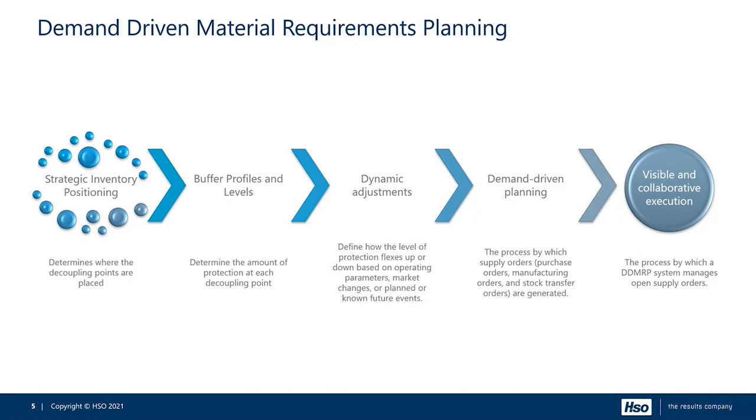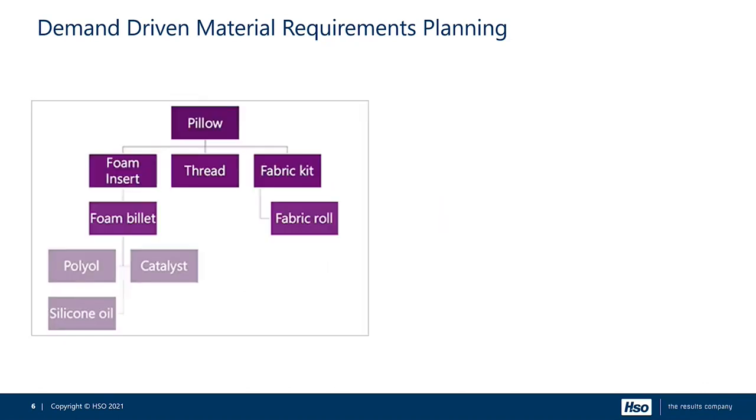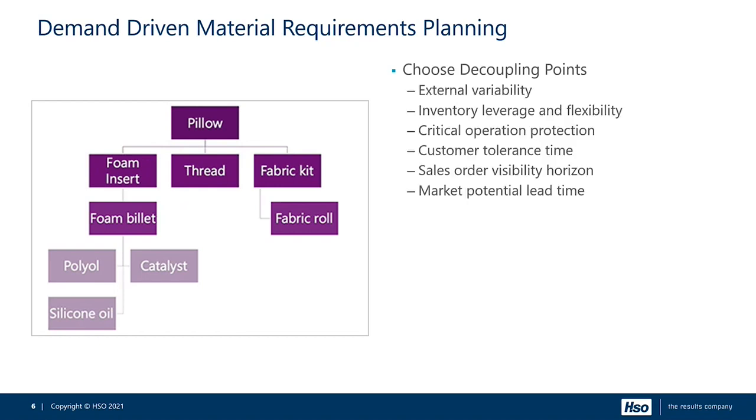But that's probably a little bit hard to swallow. So if we go through an example here, this is obviously the bill of materials of a pillow. So what we want to do first is choose the decoupling points. So what does that mean?